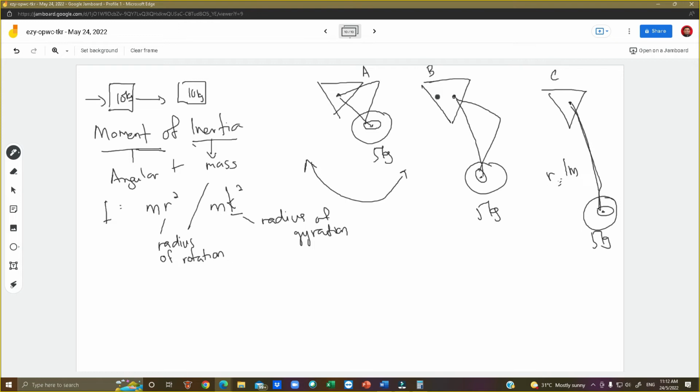keep changing. The length is equal, but the distribution of weight keep changing. It depends on the shape. So kita akan pakai, instead of R, we are going to use K, radius of gyration. Okay. Now let's take a look.